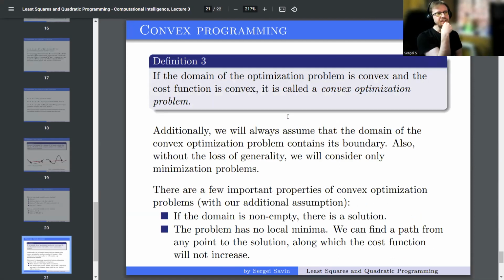Now, if the domain of the optimization problem is convex, and the cost function is also convex, then it is called a convex optimization problem. So if the domain is convex, meaning where the variables that are admissible live, and the cost function, what we want to minimize, is also convex, then it is called a convex optimization problem. We, as I said before, always assume that the boundary of the domain is included in the problem.